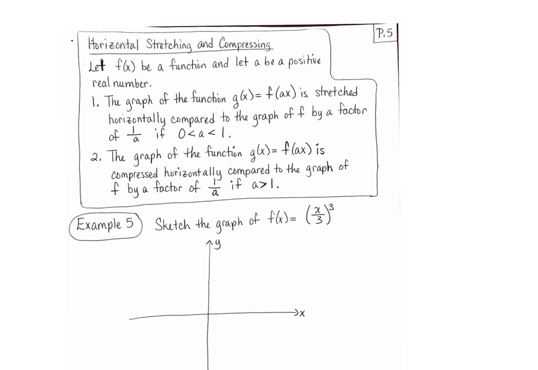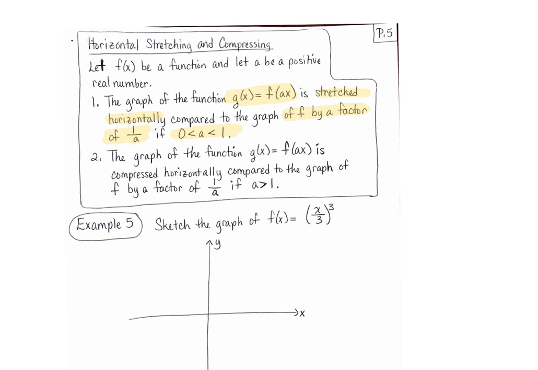All right, so now let's talk about horizontal stretching and compressing. Let f of x be a function and let a be a positive real number. The graph of the function g of x equals f of a times x is stretched horizontally compared to the graph of f by a factor of 1 over a, if a is between 0 and 1. So if g of x is equal to f of a times x, this is stretched horizontally compared to the graph of f by a factor of 1 over a as long as a is between 0 and 1.